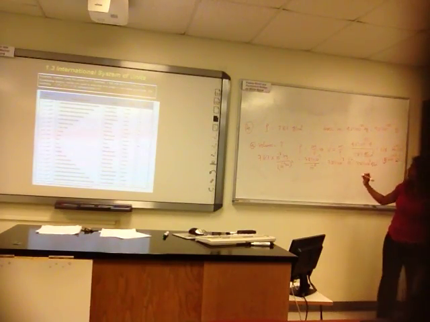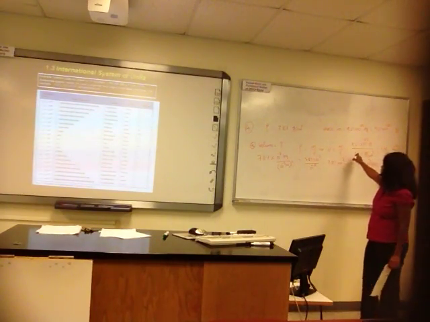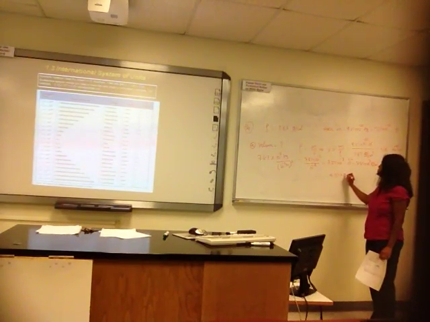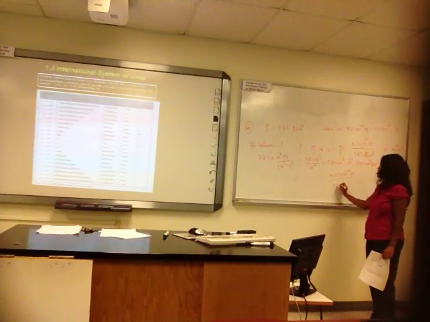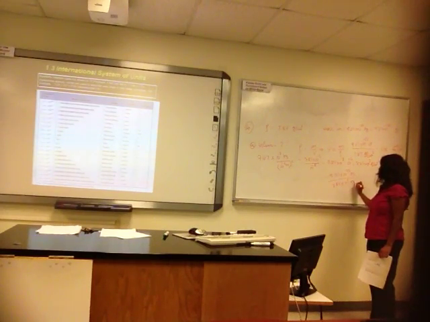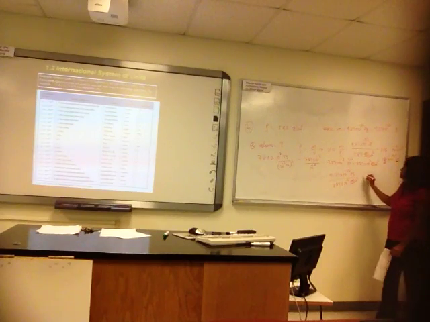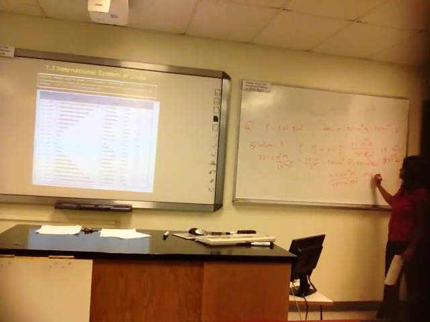Okay, so now I'm going to use this number in place of this one right here. That's going to give me 9.27 times 10 to the power of negative 26 kilograms divided by 7.87 times 10 to the power of 3 kilograms per meter cubed. So it's going to be 1.18 times 10 to the power of negative 29.